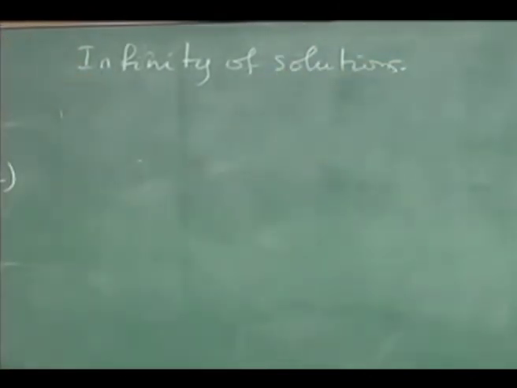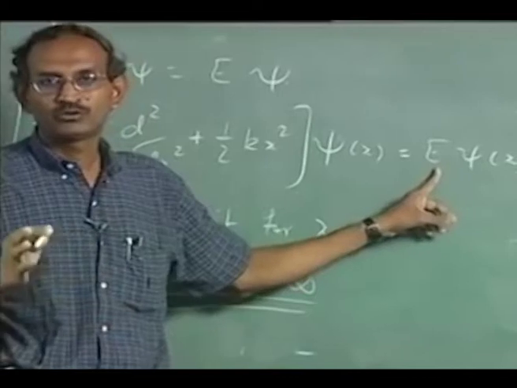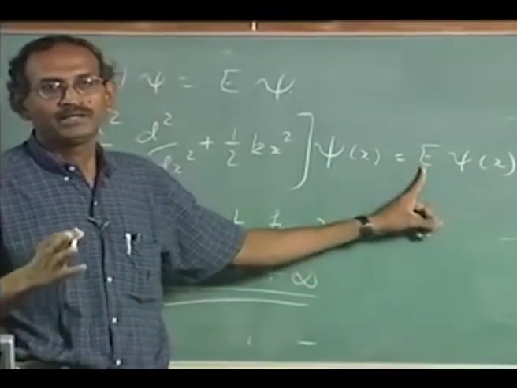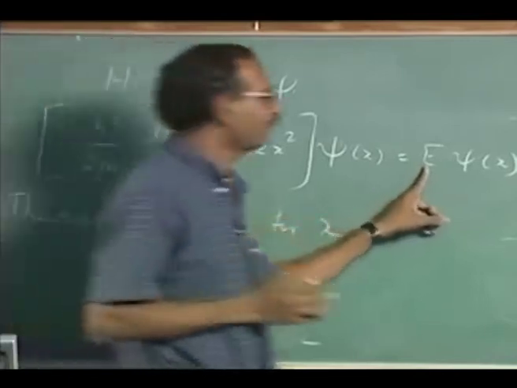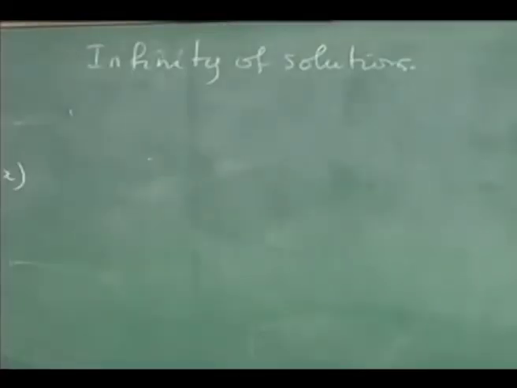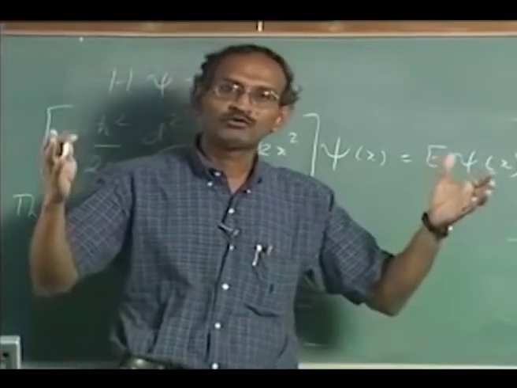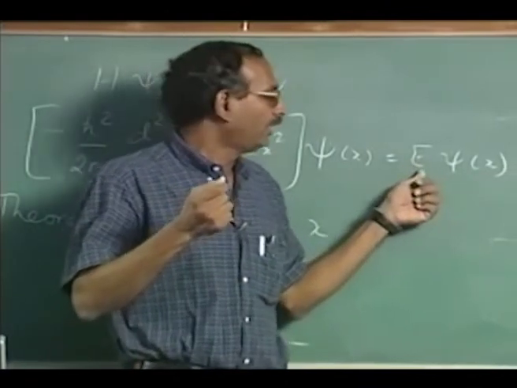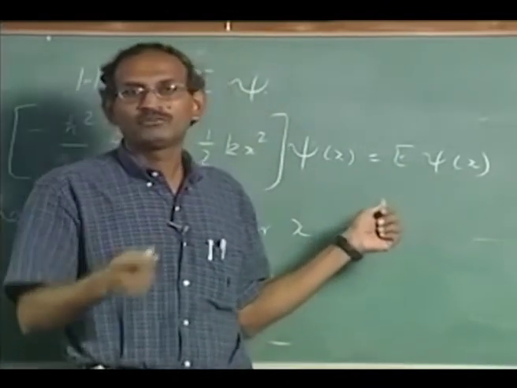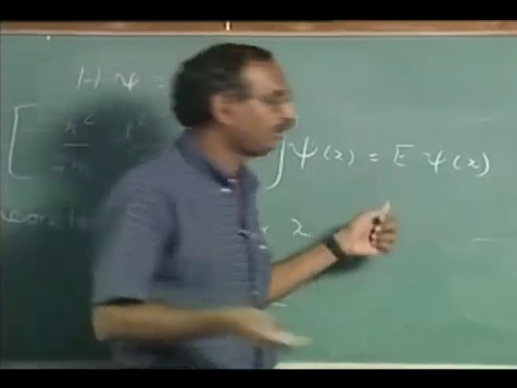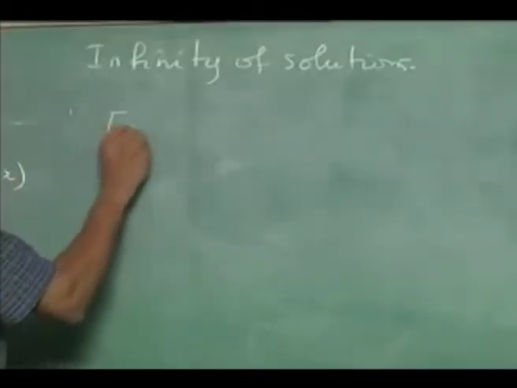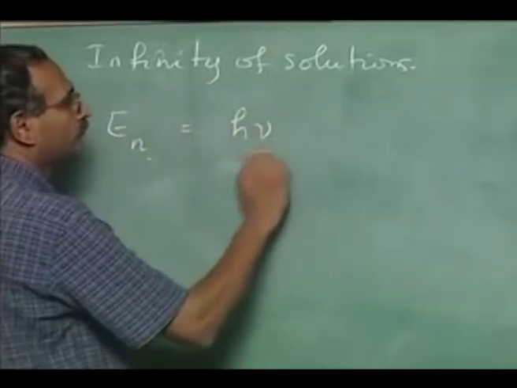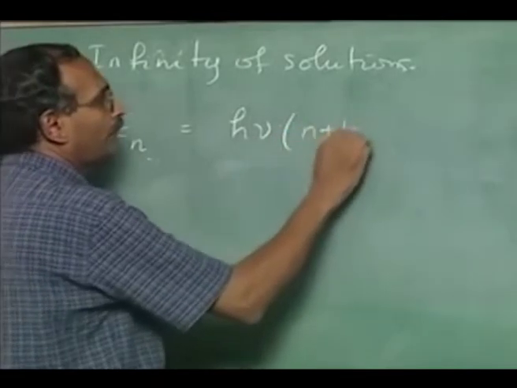What is also interesting is that E does not turn out to be any possible value, but E is given by a certain number called the quantum number, just like the particle in a box, where the n turned out to be a quantum number because we imposed the boundary conditions. E is an infinite number of values, but not any possible value. The value of E turns out to be h nu times n plus a half.